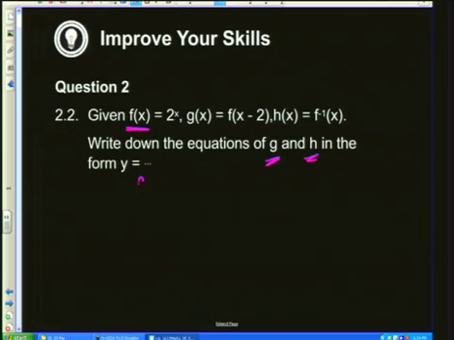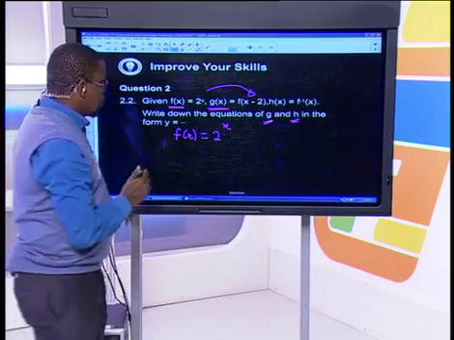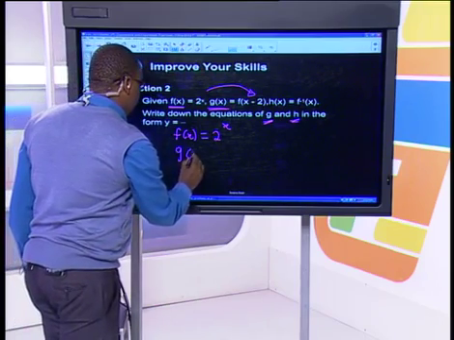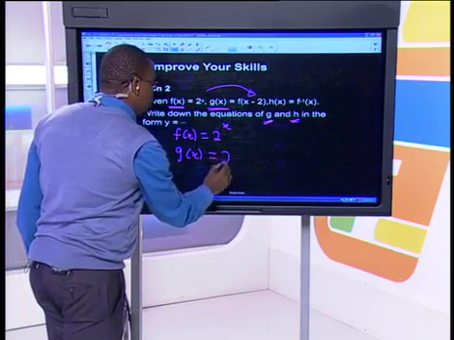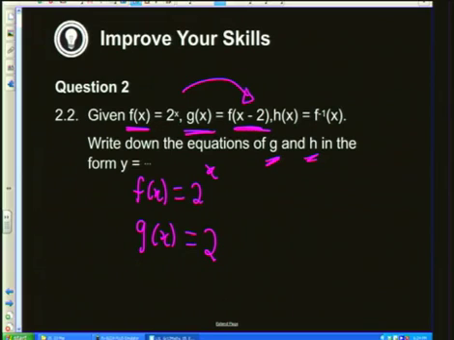Now, f of x is 2 to exponent x. I need to work out what g of x is, but I follow the instruction. They're saying g of x, to get g of x, you need to, in the place of x of the function f, sub in the x minus 2. So now g of x will be 2, now in the place of x, it is x minus 2. And we need to simplify that.